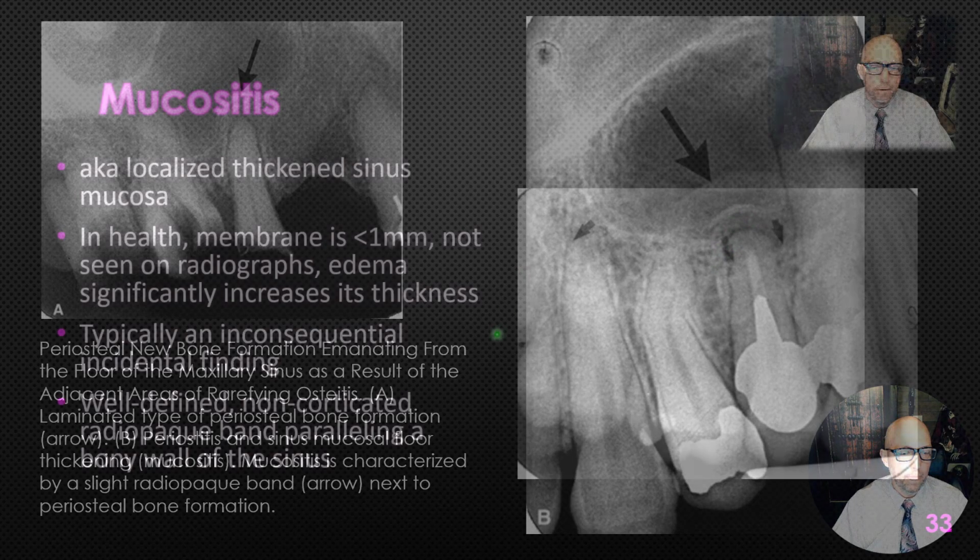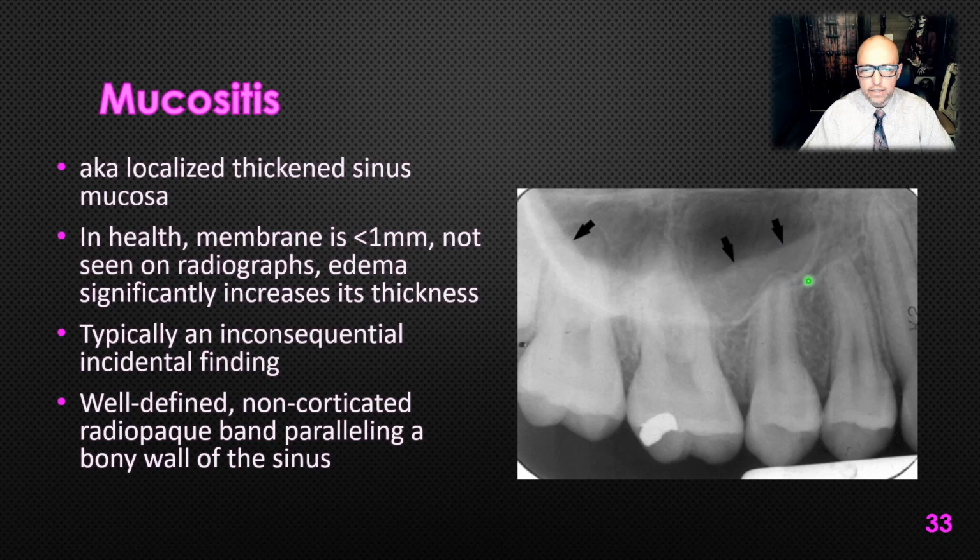So here we see some mucositis even without any apparent periapical inflammation going on. These all have good, nice, uniform PDL spaces around the roots. The sinus is intact. Here's the zygomatic process of the maxilla. But all throughout the sinus, you have this mucosal thickening.